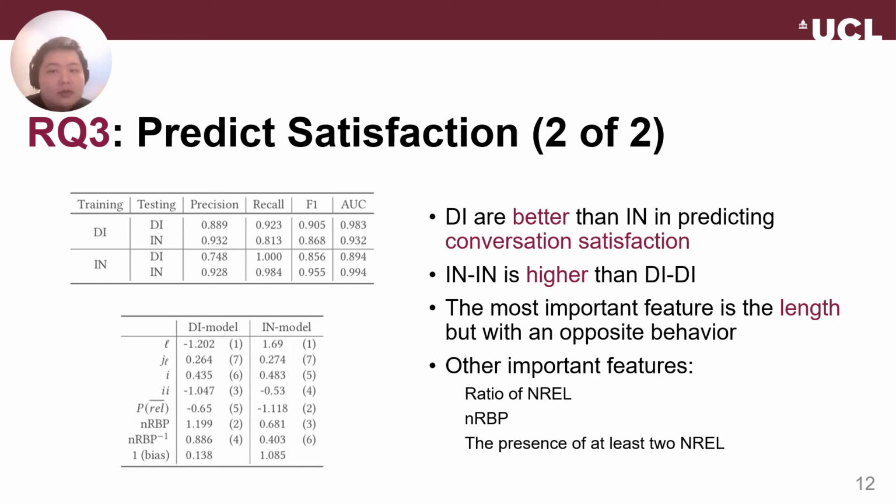In the second table, we observe that the most important feature is the length of the conversation. However, this shows an opposite behavior across two models, indicating that the length oppositely influences assessors, and the other most important features are the ratio of non-relevant documents, the NRBP, and the presence of at least two non-relevant replies. These behave similarly across the two models.